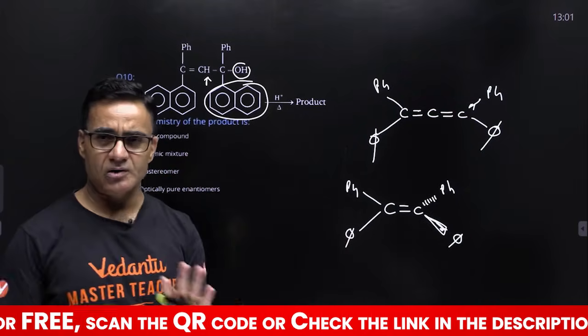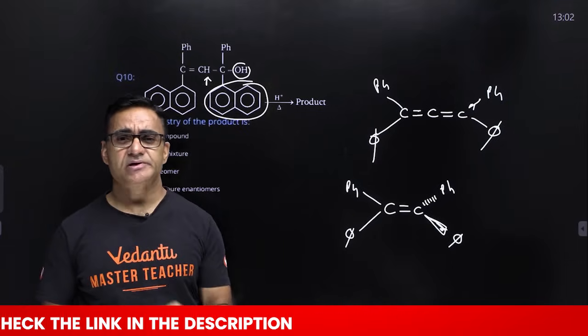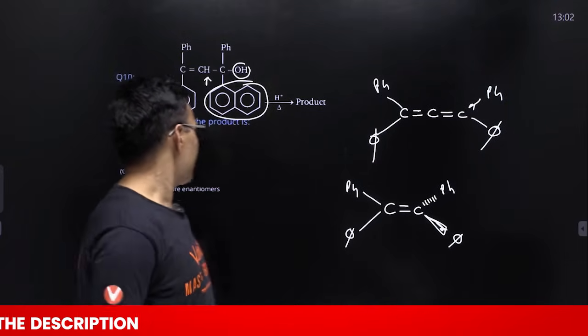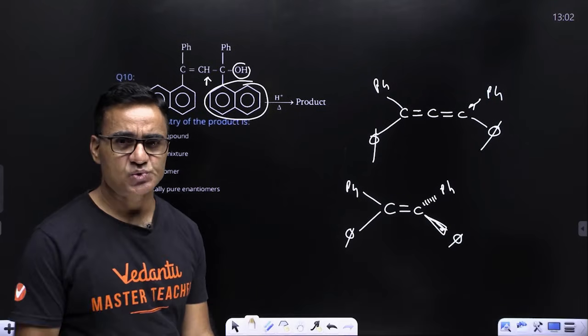तो you can check this compound lacks plane of symmetry. इसमें प्लेन ऑफ सिमेट्री नहीं है, और अगर प्लेन ऑफ सिमेट्री नहीं है तो ये रैसमिक मिक्सचर के फॉर्म में एग्जिस्ट करेगा. So B is going to be the correct answer of this question.